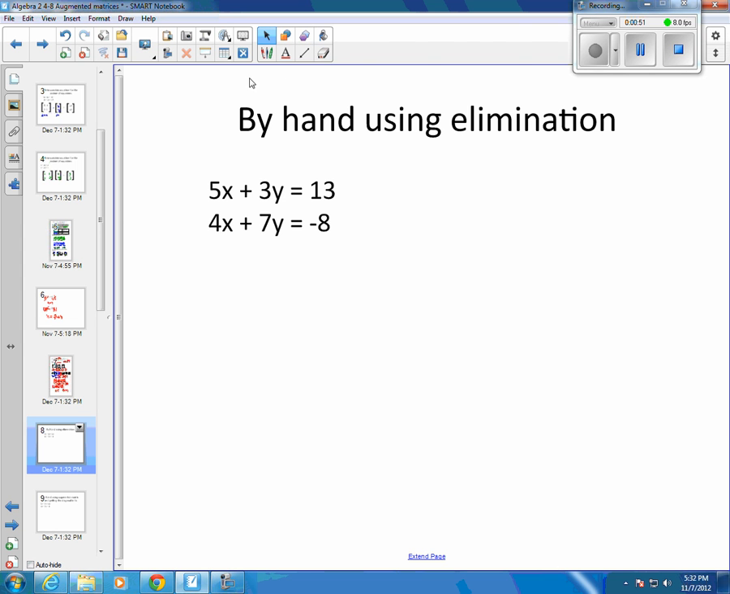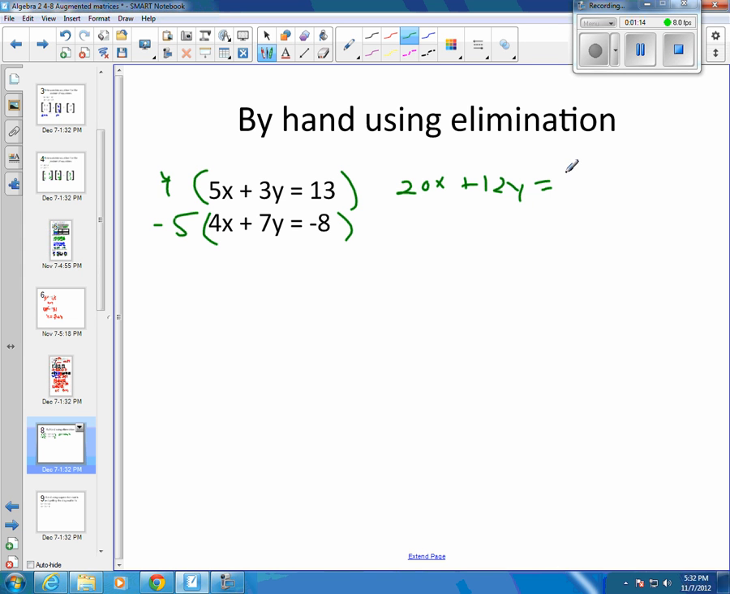I'm going to multiply the top equation by a 4, multiply the bottom equation by a -5. That will get rid of my x's. And so this is going to be 20x plus 12y is equal to 4 times 13, which is 52. And the -5 times 4, that would be -20x, and then minus 35y is going to be equal to positive 40. And so the x's go away.